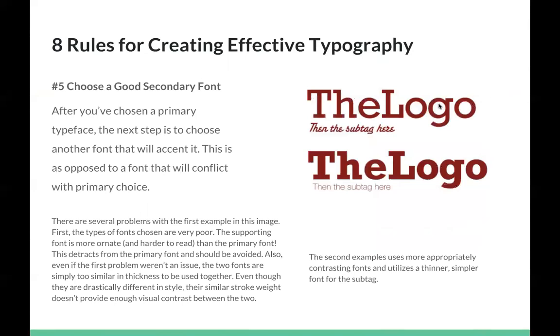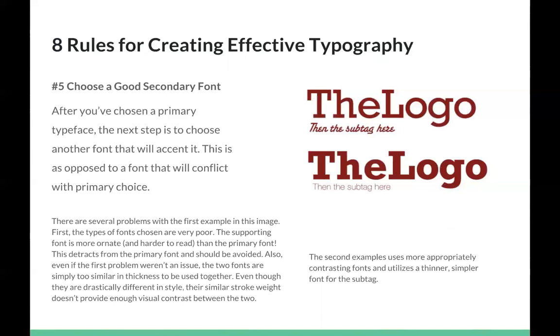Number 5, choose a good secondary font. We always talk about the headline font and our main font, but what about that secondary font to go with it? After you've chosen a primary typeface, the next step is to choose another font that's going to accent it. This is as opposed to a font that will conflict with your primary choice. So there are a couple of different problems in my first example right here. The first is that the types of fonts that are chosen to be put together are pretty poor. The supporting font is more ornate and actually harder to read than my primary font, and it's also being used in a smaller typeface.